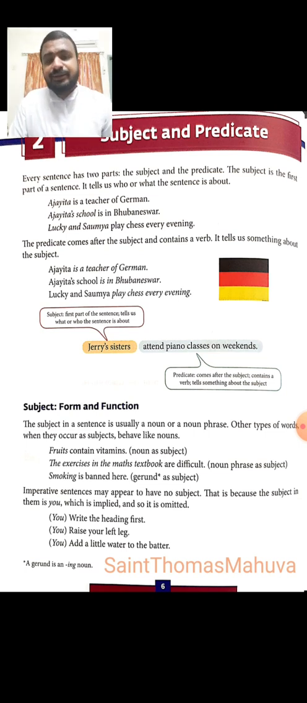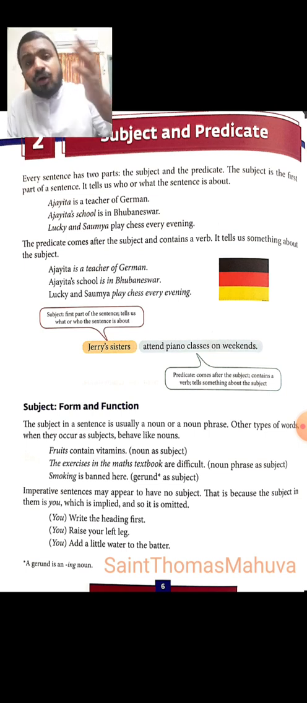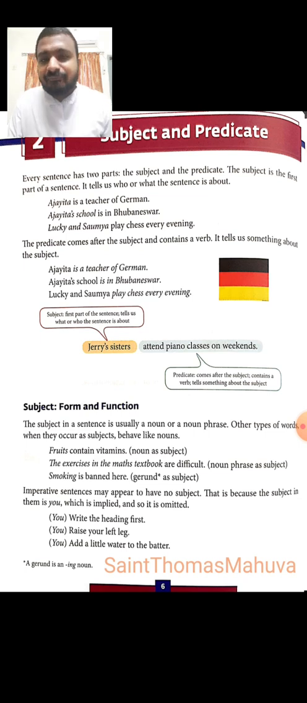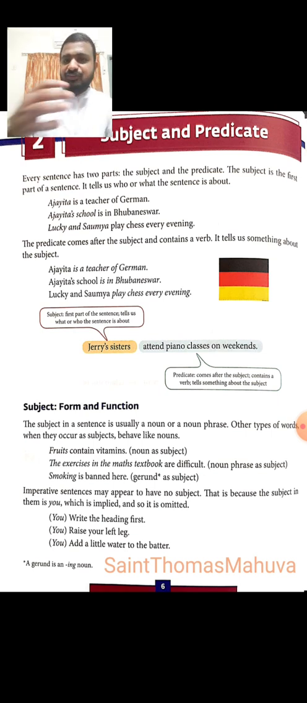And what do you mean by predicate? Predicate comes after the subject and it will always contain a verb. And what is the duty of the predicate? The predicate will tell us something about the subject. For example, Ajaida is a teacher of German. There we have seen that Ajaida is the subject, and the predicate part tells us something more about Ajaida. Who is Ajaida? A teacher of German.